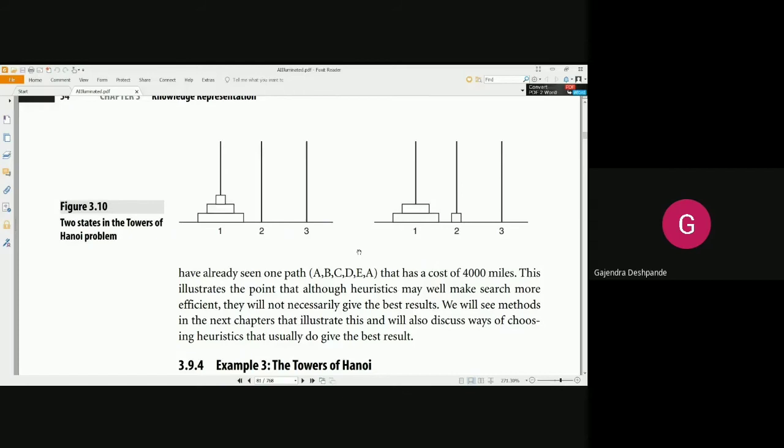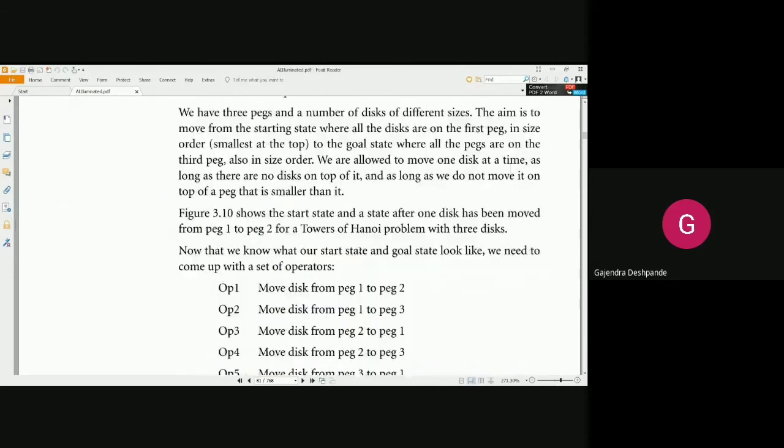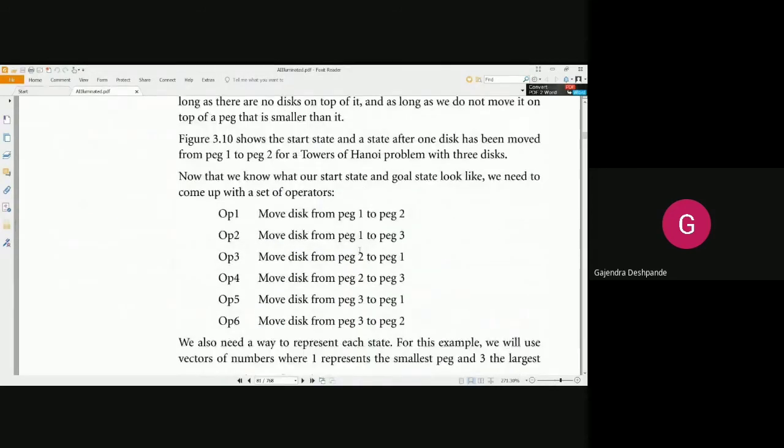Then how can you solve it? Using artificial intelligence technique. Again, you need to go for an appropriate knowledge representation technique. So we need to represent it again using a tree structure.